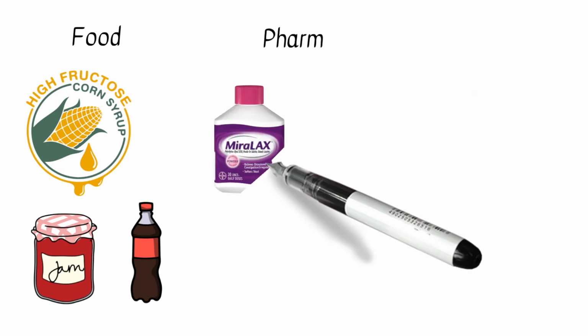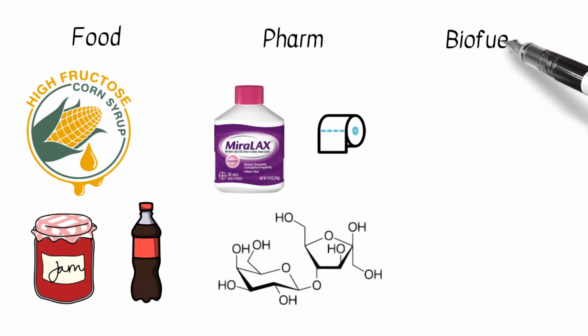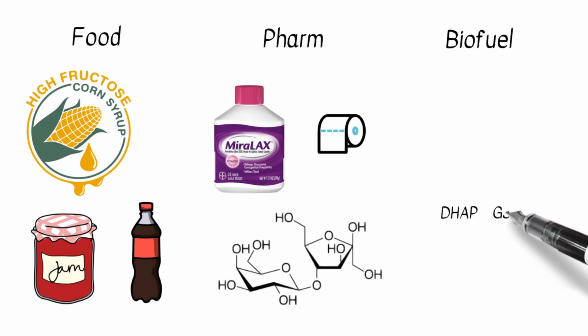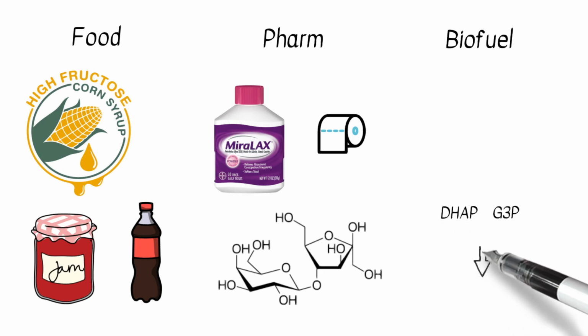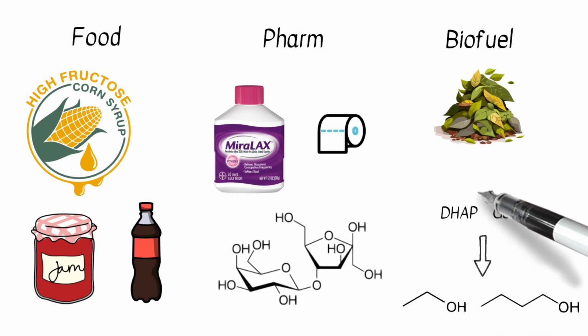In the pharmaceutical industry, the enzyme is used for the synthesis of lactulose, a widely used prebiotic synthesized through the reaction between lactose and fructose. The biofuel industry takes advantage of aldolase's ability to convert fructose 1,6-bisphosphate to DHAP and G3P, which are crucial intermediates in the production of biofuels, such as ethanol and butanol, in lignocellulosic biomass, or plant-based material.